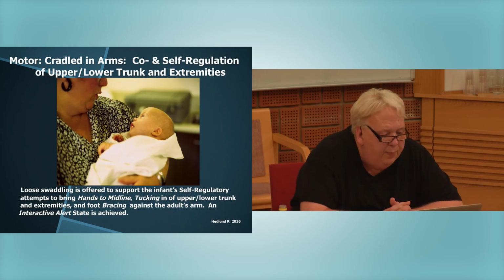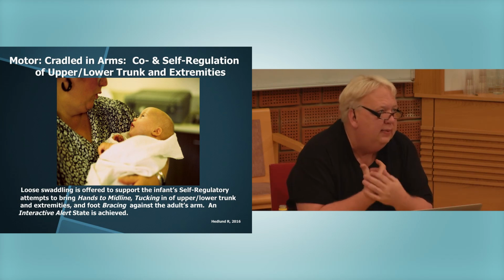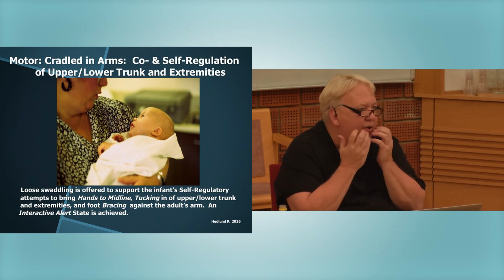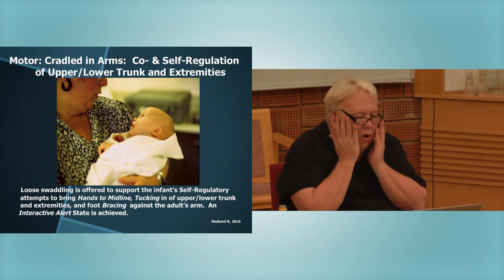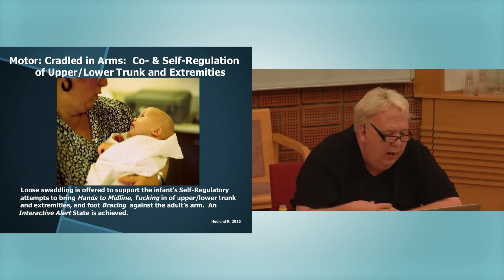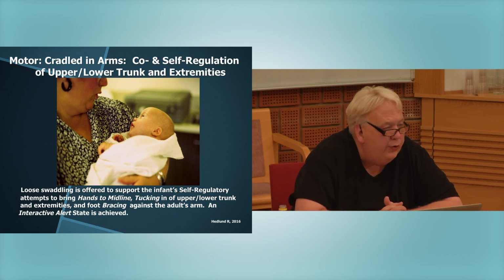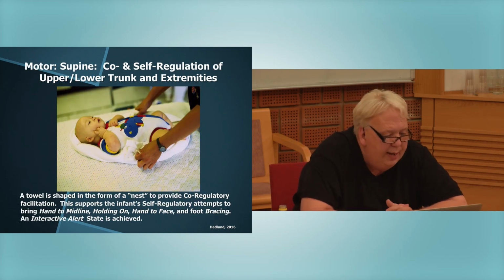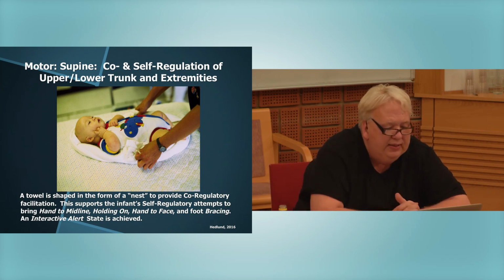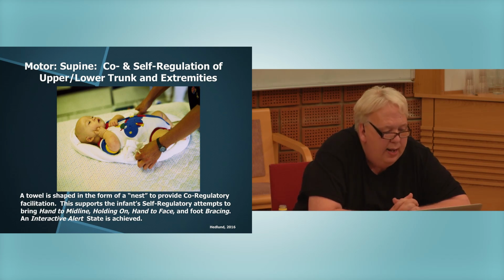Loose swaddling is offered to support the infant's self-regulatory attempts to bring hands to mouth. We do not tightly swaddle babies. If you do that, you take away a very important way that they self-regulate, which is their hands to mouth to suck on or their hands to their head. That also supports the extremities and foot bracing into the adult's inner arm. Or a towel is shaped in the form of a nest to provide co-regulatory facilitation. This supports the infant's self-regulatory attempts to bring hands to midline, holding on, hands to face, and foot bracing.